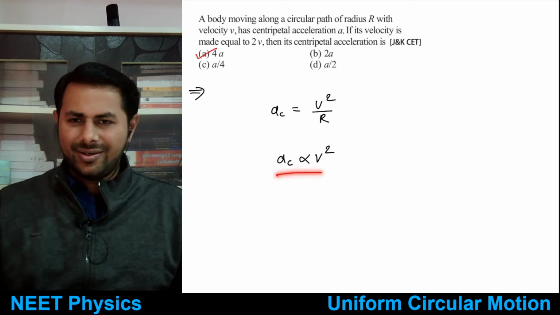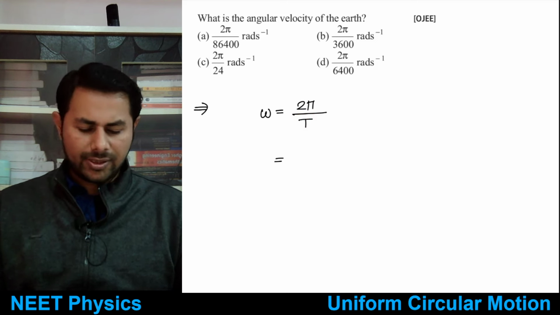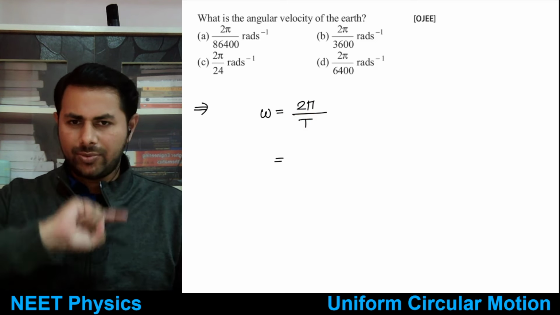All right, let's see next one. What is the angular velocity of Earth? So you can very easily find it out. What is the angular velocity of Earth? So it is 2 pi divided by t. Tell me, what will be time period? Is it the time period of the revolution of earth around sun, or it's the time period of rotation? Yeah, 24 hours. Okay, it's the time period of rotation of earth, right?